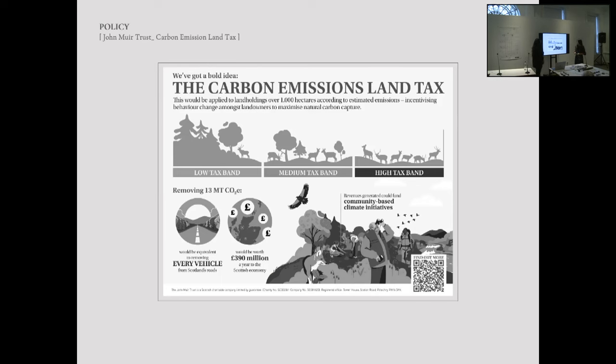Okay, so for the policy part, we worked on the carbon emission land tax, which is a proposal by John Muir Trust. The aim is to maximize the carbon sequestration potential of land in Scotland. It usually addresses large landowners, and based on hectarage, every landowner would be assessed for actual and potential carbon emission and sequestration and would be placed in a taxing band. They could move into lower tax bands by changing land use. So we have worked on this tax, and this is how it's applied.